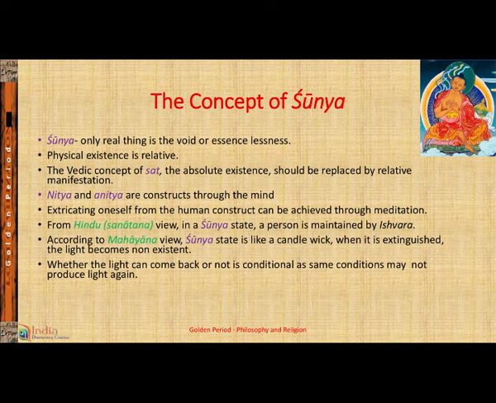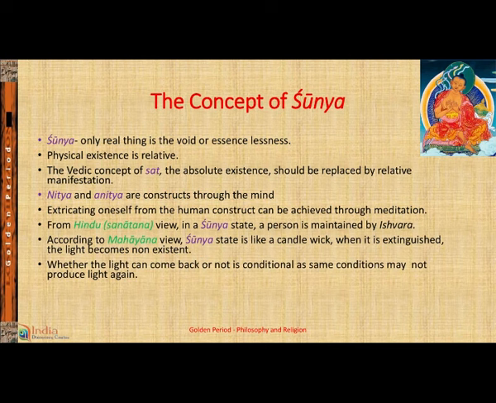So physical existence in this situation is relative. And so unlike the Vedic concept of sat, where existence is absolute, that is replaced by this shunya, where existence is relative. And nitya and anitya are constructs of the mind. Your mind creates this concept that something is nitya and something is anitya. Nitya is existing or permanent, and anitya is not permanent. So extricating yourself from the human construct can be achieved through great meditation.